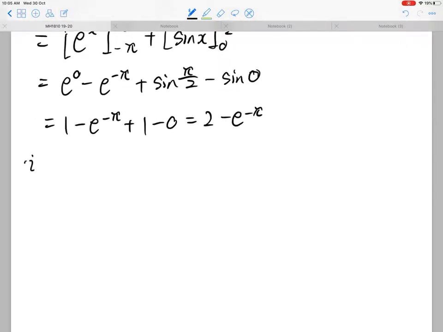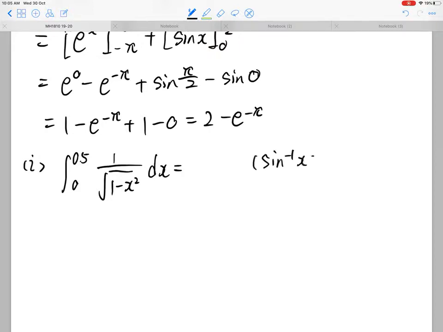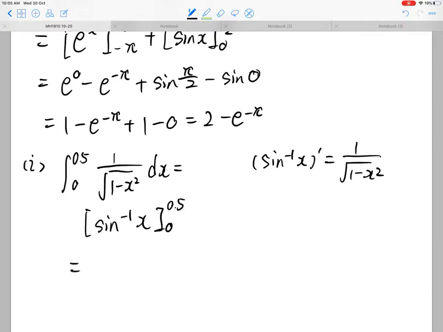And part I, it's an integration from 0 to 0.5 of 1 over square root of 1 minus x squared. So remember, sine inverse x's derivative is 1 over square root of 1 minus x squared. So the integration is just sine inverse x from 0 to 0.5.